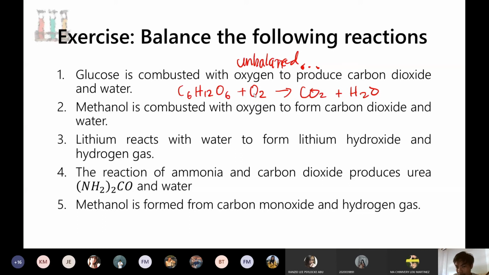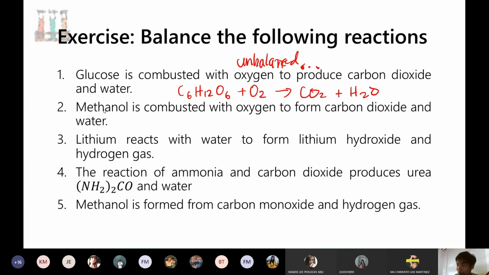Glucose is combusted with oxygen to produce carbon dioxide and water. Next one, methanol. Methanol, ito yung deadly substance na nasa lambanog na mali yung preparation. So this is deadly. Actually, if your eyes got contact with methanol, you will be blind agad, no? So yan, ito yung hatest alcohol ko sa lahat.